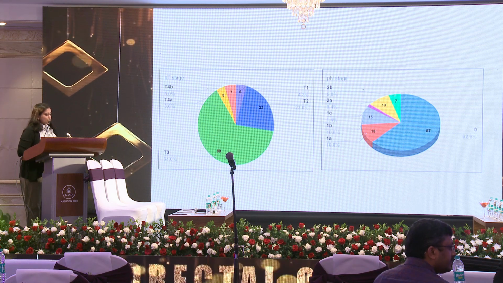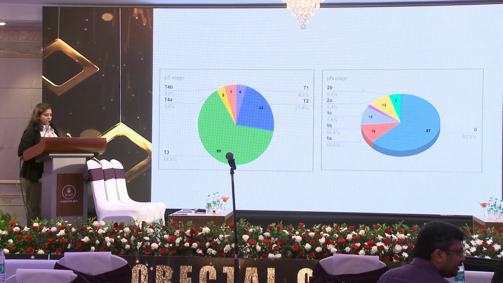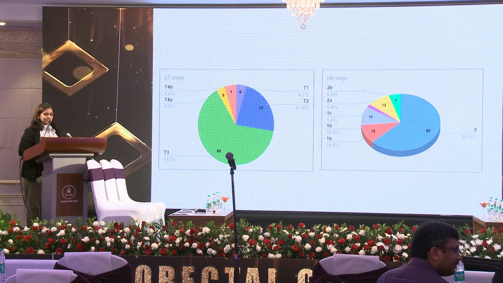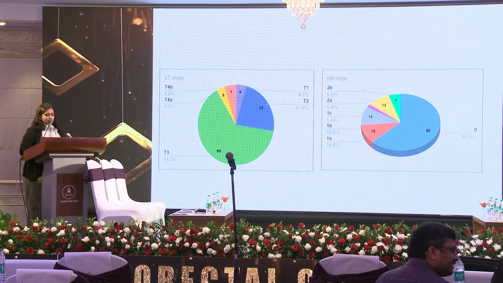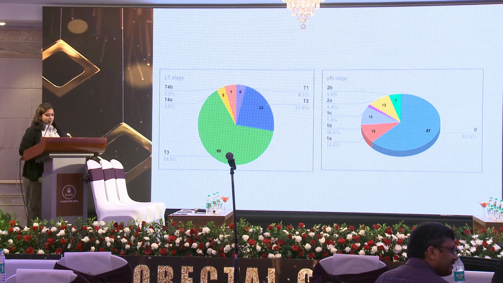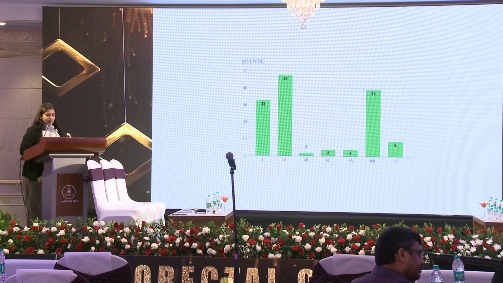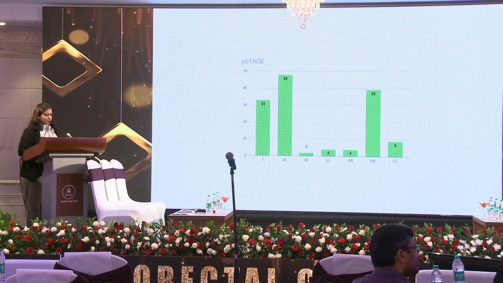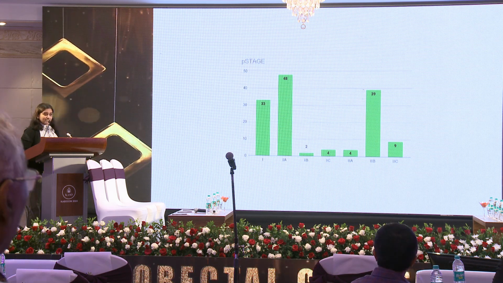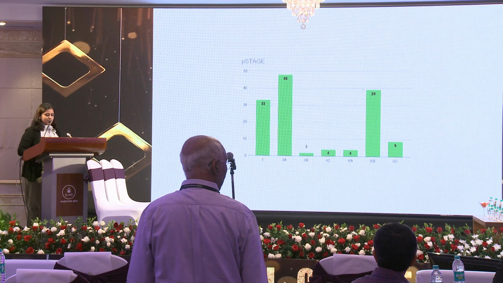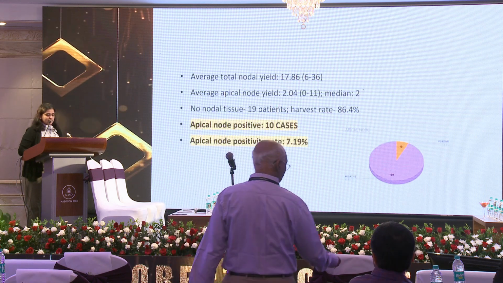We had most of T3 and T2 cancers, which amounted to 64 and 23% of the entire population. 62% of patients were node negative, and the rest 40% were node positive. In the pathological stage, stage 2A was most common, followed by stage 3B and stage 3C.